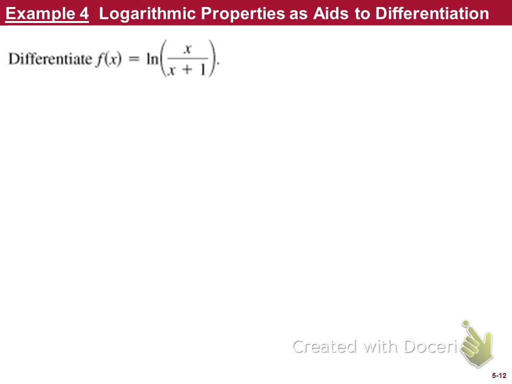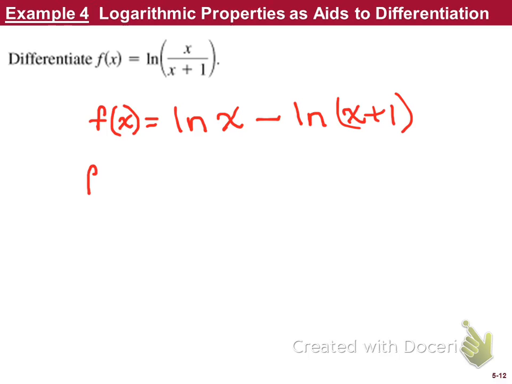All right. Now, we could make this really complicated trying to use our quotient rule. Don't have to do that with natural logs. We can rewrite the function using expansion rules of natural logs. Remember, if you have the natural log of a quotient, it can be rewritten as a difference, the natural log of x minus the natural log of x plus 1.